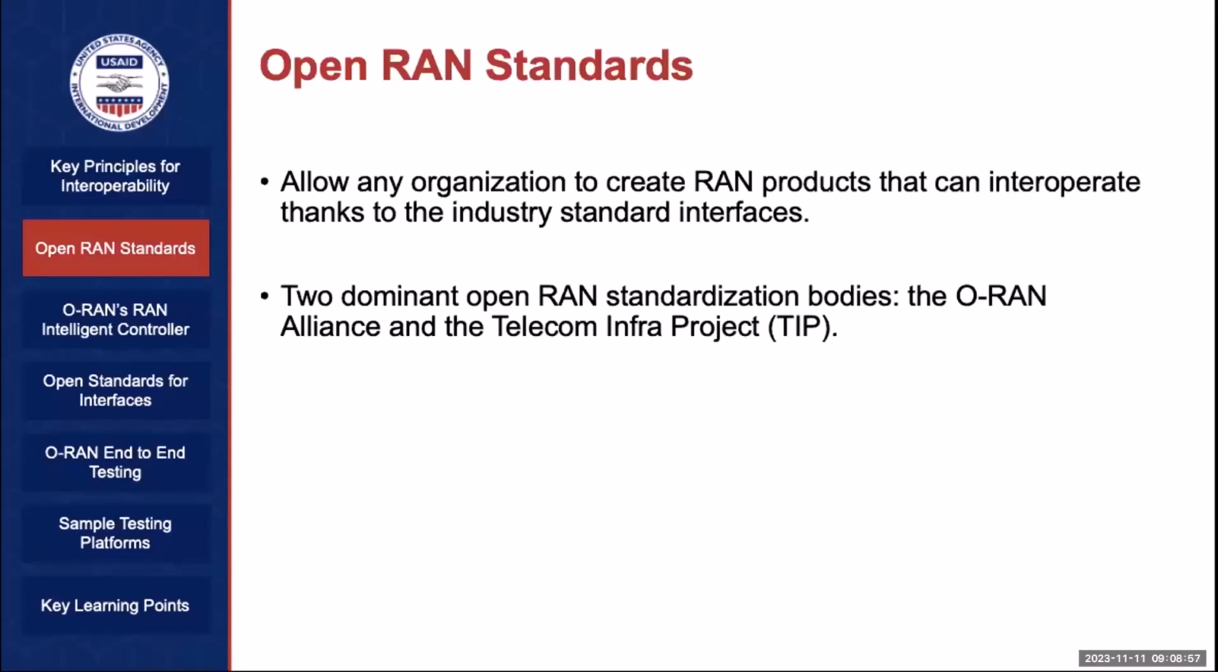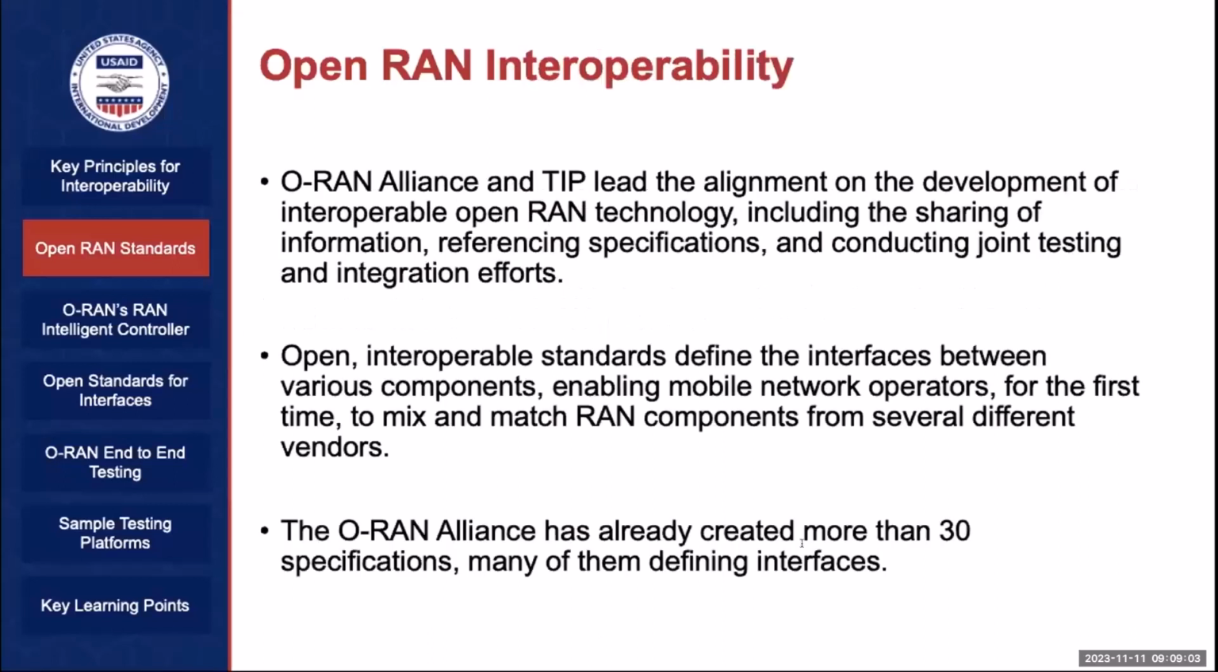Okay. For Open RAN standards, there are two dominant standardization bodies. So it's the ORAN Alliance and the Telecom Infra Project, or TIP. Both of these organizations lead the alignment and development of interoperable Open RAN technology, including, of course, sharing of information, referencing specifications. Mainly, a lot still points to the 3GPP standard. And then, of course, conducting joint testing and integration efforts.